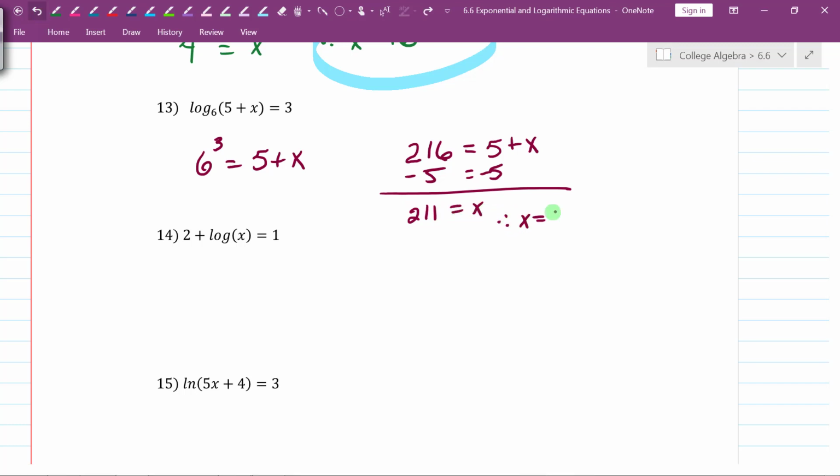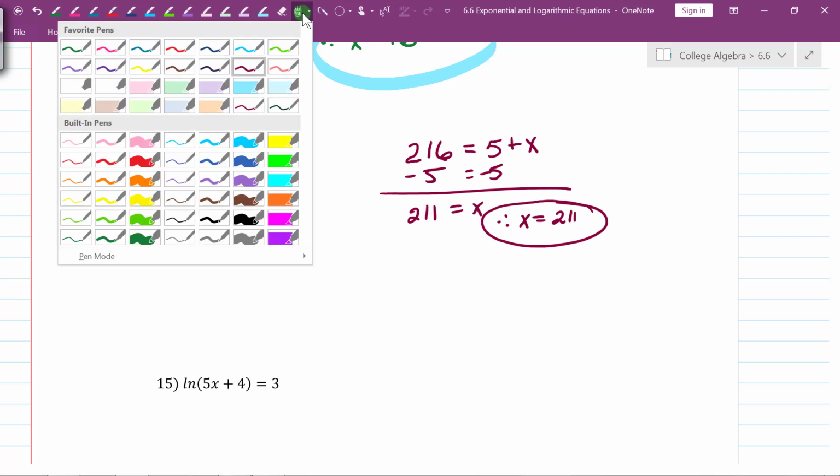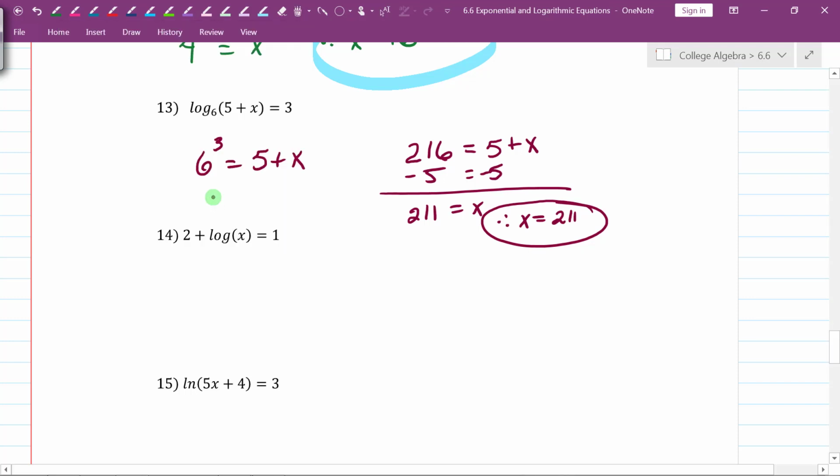Therefore, x equals 211. The next thing we do before we declare that we actually have the answer is we have to look at the domain. Our domain is such that 5 plus x has to be positive. 5 plus x has to be greater than 0. Subtract 5 from both sides, and we get x has to be greater than -5.